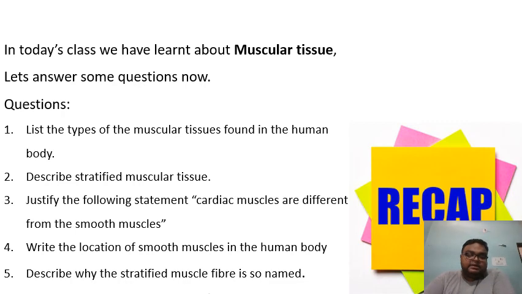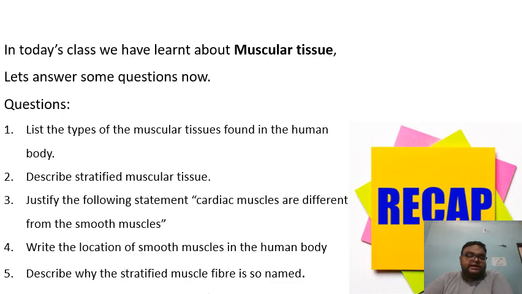Now there is a third question. Justify the following statement: cardiac muscles are different from the smooth muscles. The smooth muscles are spindle shaped, but the cardiac muscles are cylindrical. The smooth muscles are non-branched, and the cardiac muscle is branched. Where can you find the smooth muscles in your body? We can find them in the iris, in the pupil, and in our bladder.